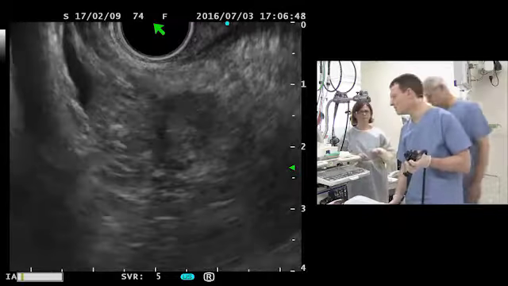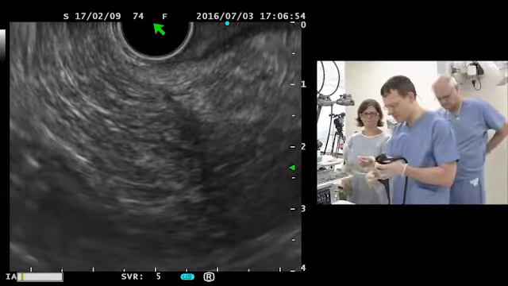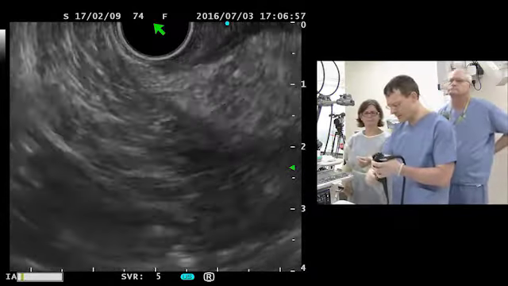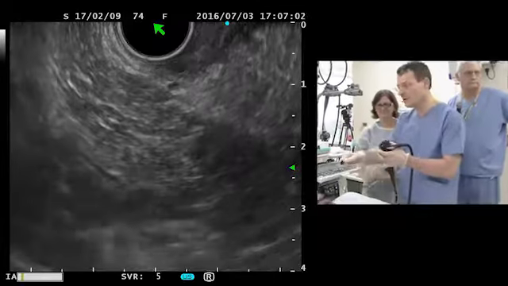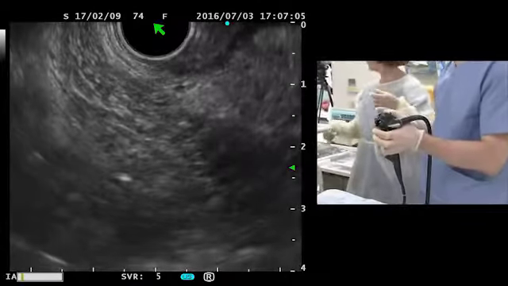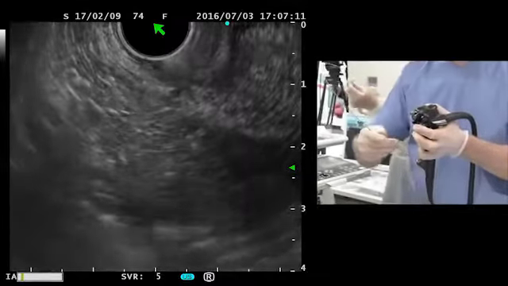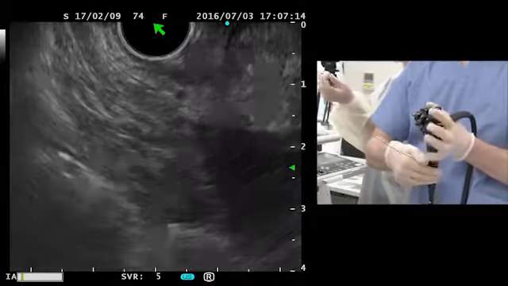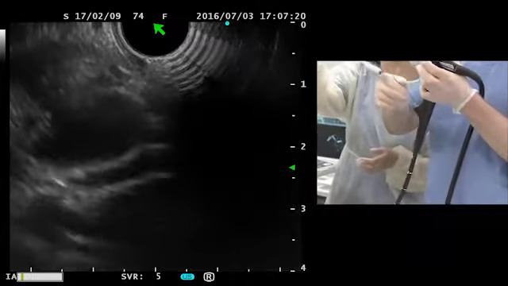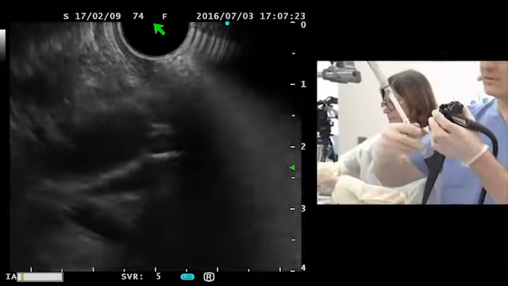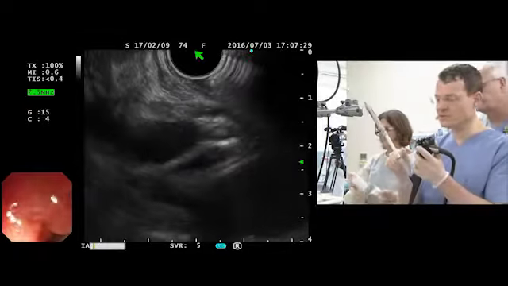Okay, so I think we would go for the puncture, and we heard a very nice presentation about needles, and we heard that the Procore needle gives us more material. So in this case, we also will use the Procore needle, and the advantage is that we now have a 25 gauge Procore needle available. I introduce the needle, and as I said yesterday, the optimal position for moving the needle is the straight position.